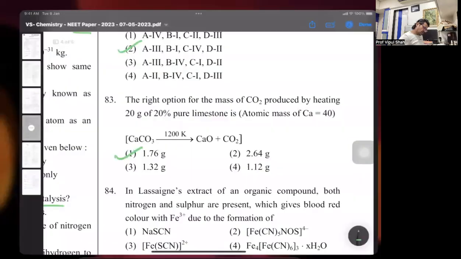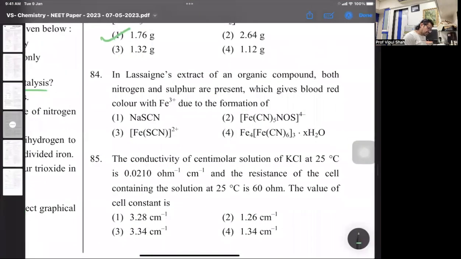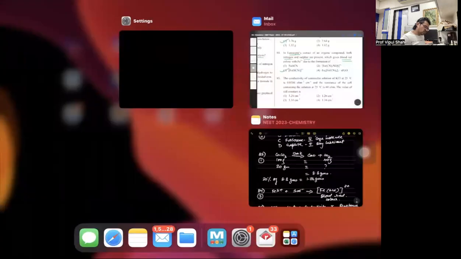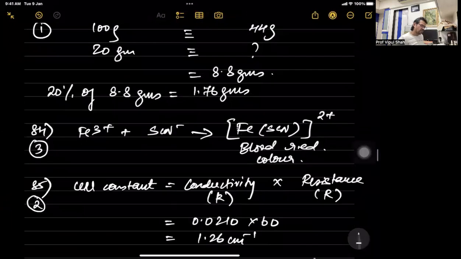Then 84th one, Lassaigne's test. It says when both nitrogen and sulfur are present, it gives blood red color. That blood red color is because of FeSCN2+. That is this compound. All right. Ferric over there, plus thiocyanate. So that's 84.